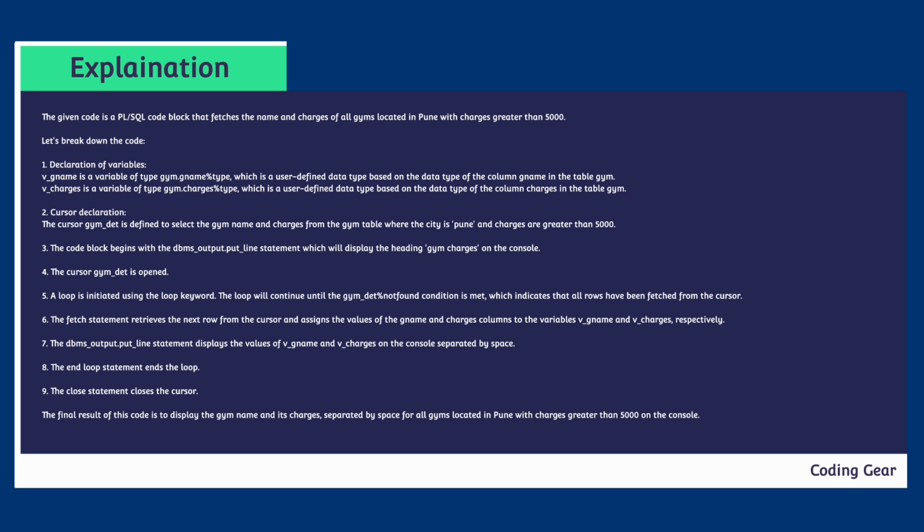2. Cursor declaration. The cursor gym_det is defined to select the gym name and charges from the gym table where the city is Pune, and charges are greater than 5,000.